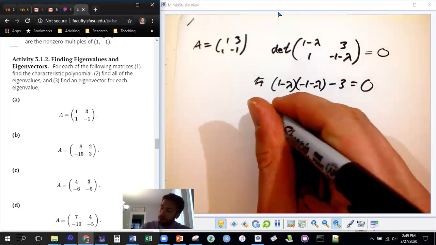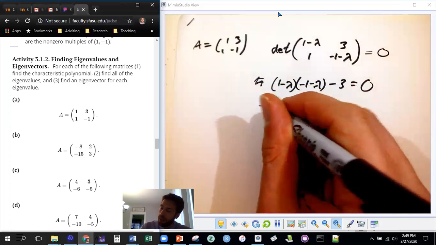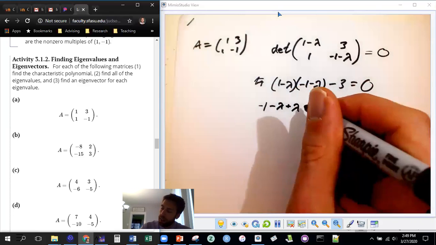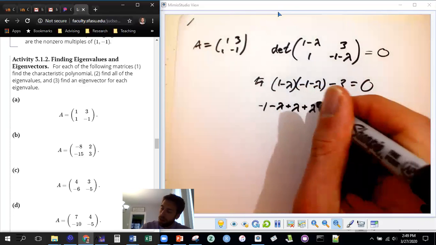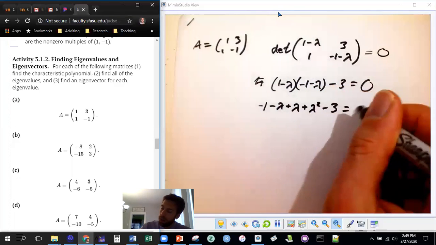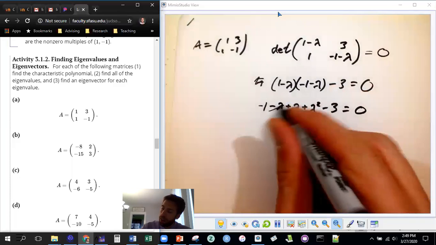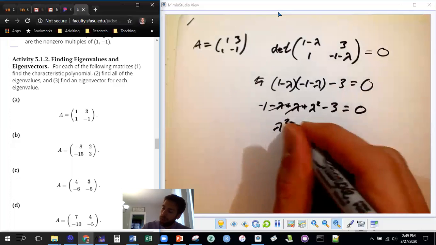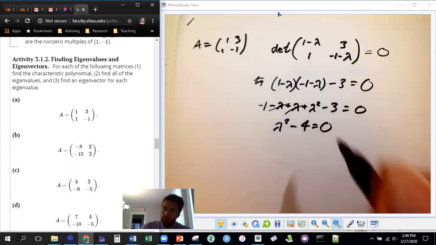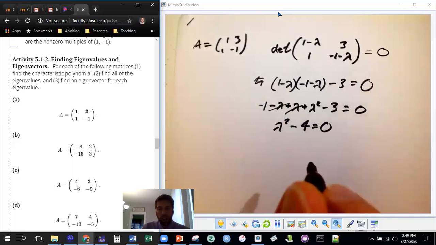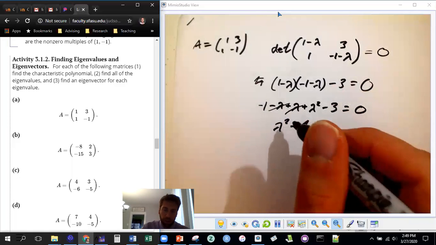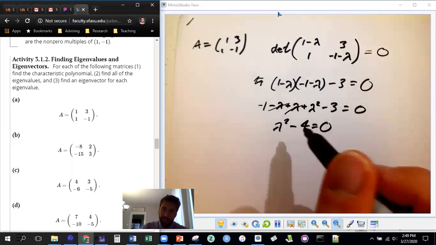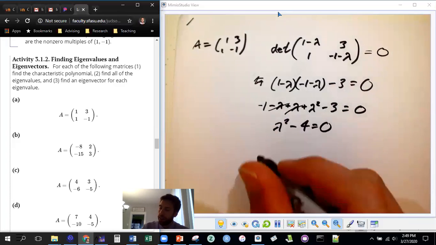First, outside, inside, last. The middle terms are 3 and 0, so those cancel out. We get lambda squared minus 1 minus 3, so lambda squared minus 4 equals 0. Now, most of the time you end up with a lambda term too, so you either have to factor or use the quadratic formula. This one, I could just add the 4 over and take the square root of both sides, but I'll factor anyway.